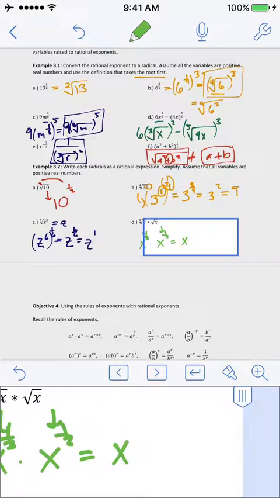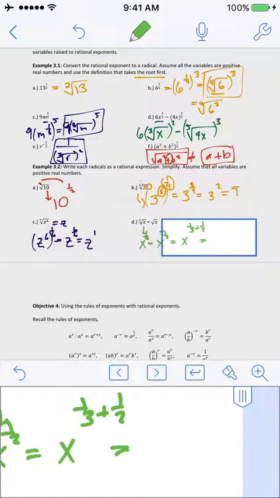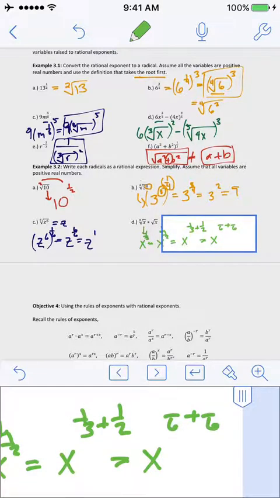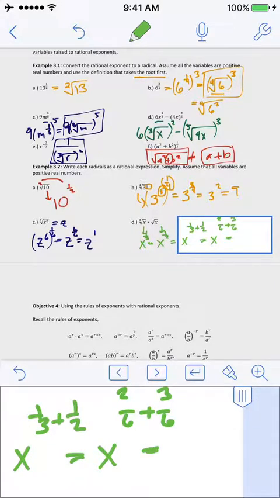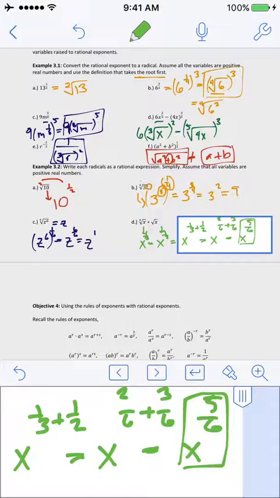So this would be x to the 1/3 plus 1/2, right? Multiplying, product rule, same base. 1/3 plus 1/2 is x to the, let's see, the common denominator would have to be 6. Then to get the first one to a 6, it'd be 2/6, the second one would be 3/6, and that's x to the 5/6. That would be our final answer.